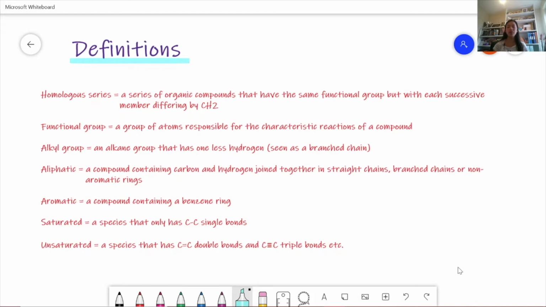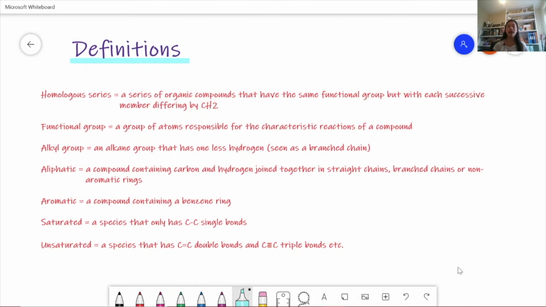A functional group is a group of atoms responsible for the characteristic reactions of a compound. An example of a functional group could be an alkane, or an alkene, or an alcohol, and there are many, many more. An alkyl group is an alkane group that has one less hydrogen. So when we come to look at different molecules, for example, for alkanes, when we have a branched chain, we have an alkyl group attached.